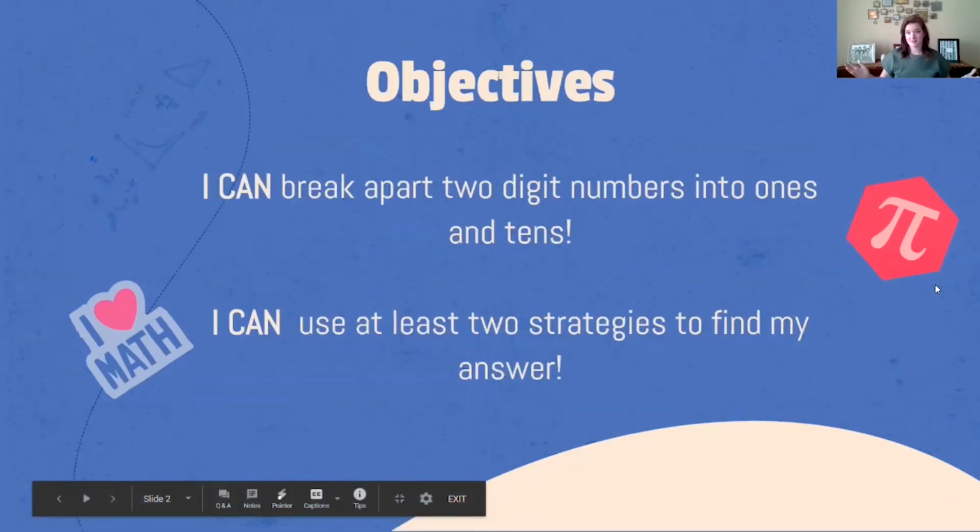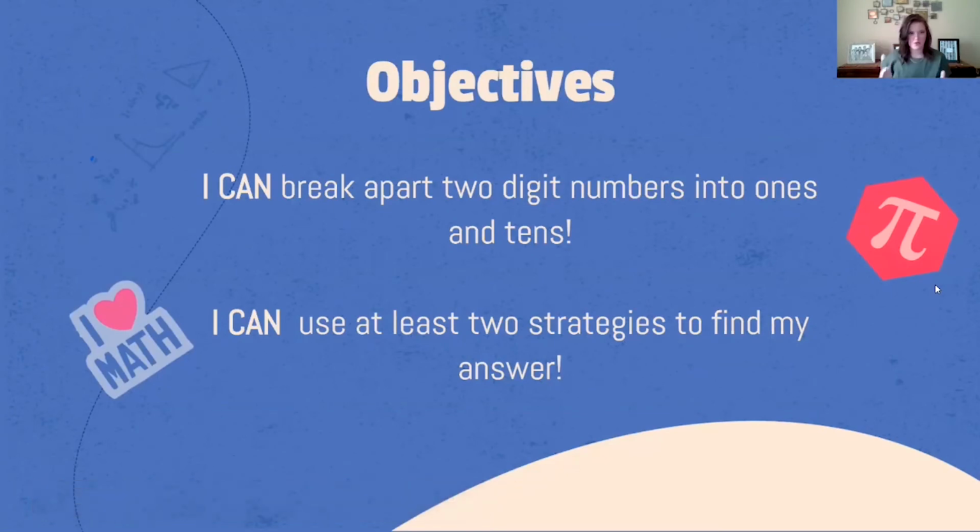We only got two for you today, so listen up. So the first one, as always, I'm going to read it, then we're going to read it together, and then we'll move on to the next one. Perfect. All right, so I can break apart two-digit numbers into ones and tens. All right, all together. I can break apart two-digit numbers into ones and tens. Nice job. All right, let's move on to the next one. I can use at least two strategies to find my answer. All together. I can use at least two strategies to find my answer.